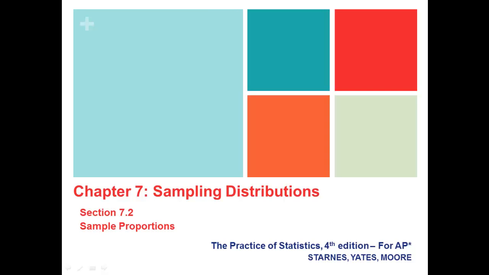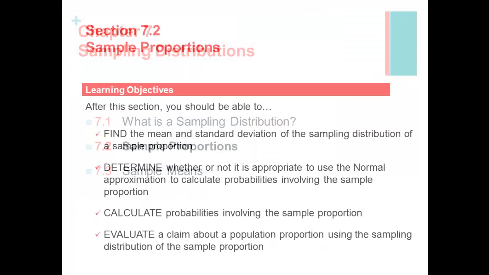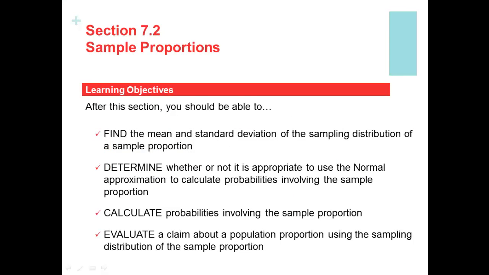Section 7.2 continues our discussion about sampling distributions and talks about sample proportions. After this section, you should be able to find the mean and the standard deviation of a sampling distribution of a sample proportion, determine whether or not it is appropriate to use normal approximations to calculate probabilities involving the sample proportion, calculate probabilities involving the sample proportion.